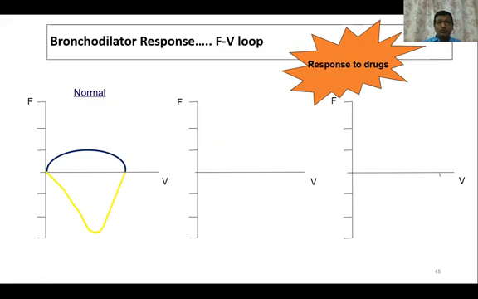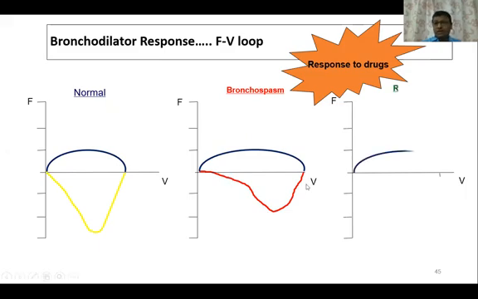Similarly, on the flow volume loop in bronchospasm, you are going to see a reduced PEFR and a scooped out pattern. After giving a bronchodilator, you can see there is a rapid rise in the peak expiratory flow rate, and the waveform is much flatter or more linear.